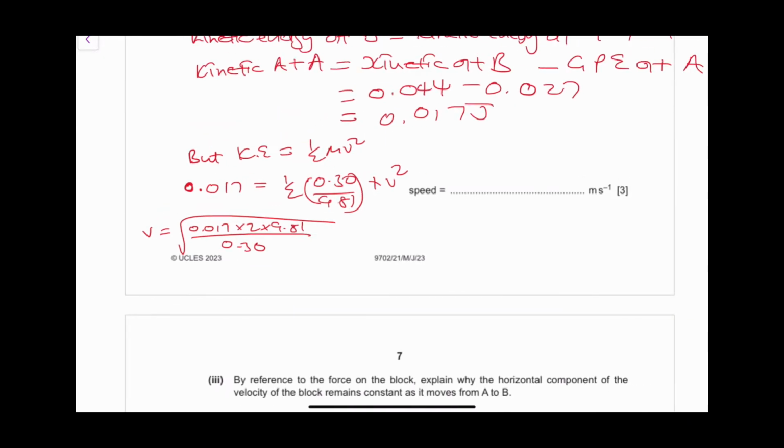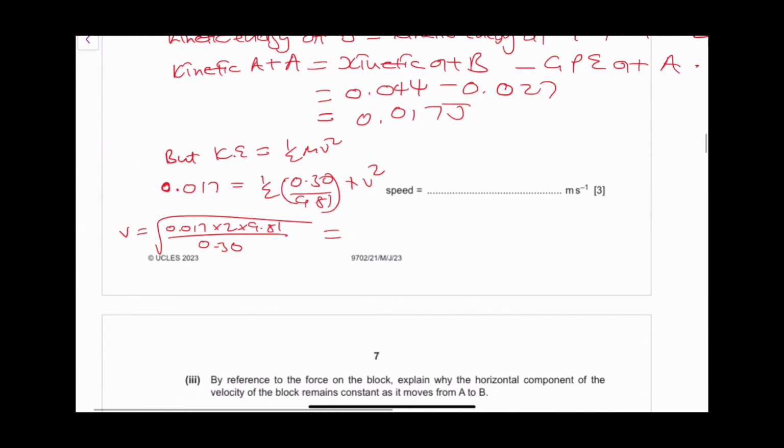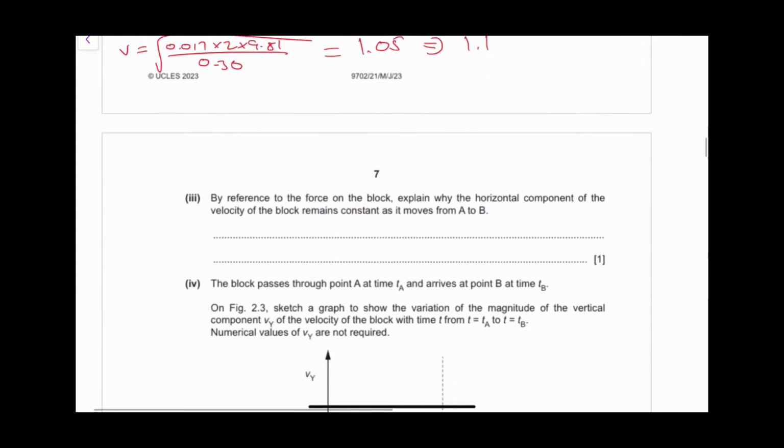Again, I would very much advise you to break down these calculations so that you get the most accurate answer possible. So your value of v would be equivalent to 1.1 meters per second, so 1.05, that's equivalent to 1.1 meters per second. So break down the calculation so that you can answer the question accurately.